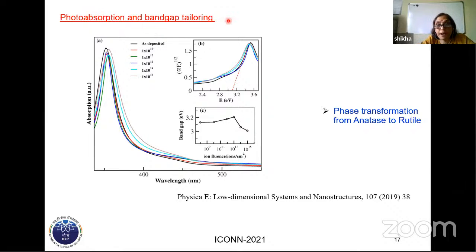So this is the photo absorption and band gap tailoring, and these are the UV-vis curves taken in the spectrometer.